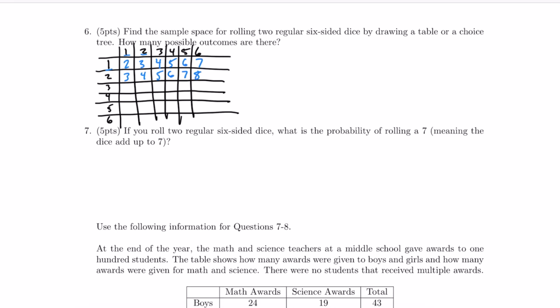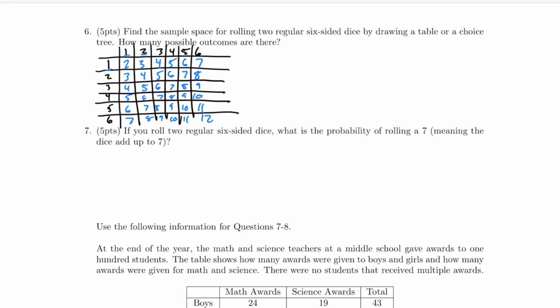And then a 1 and a 3 gives me a total of 4. 2 and 3 gives me 5, 6, 7, 8. I don't know why I keep wanting to write 2 7s in a row, but it would look like that. And then you'd have 5, 6, 7, 8, 9, 10. And 6, 7, 8, 9, 10, 11. And 7, 8, 9, 10, 11, 12. So those are all of the possible outcomes that you can get. And the number of possible outcomes is what we want to find for question 6.